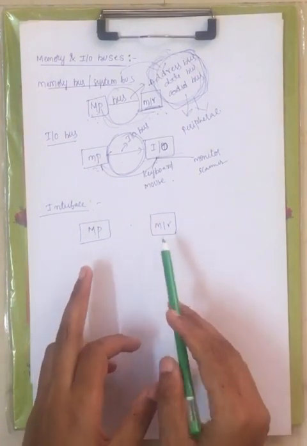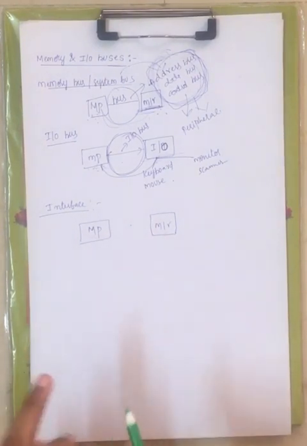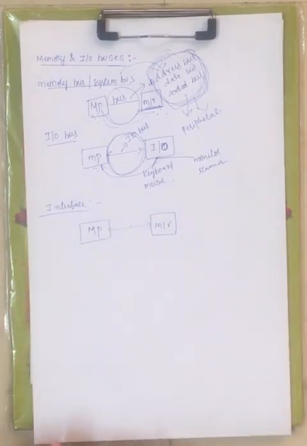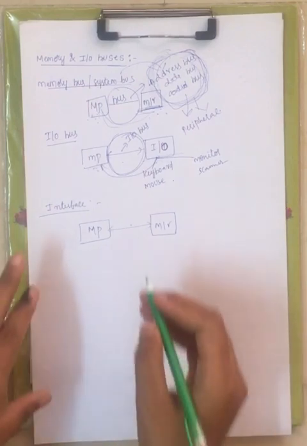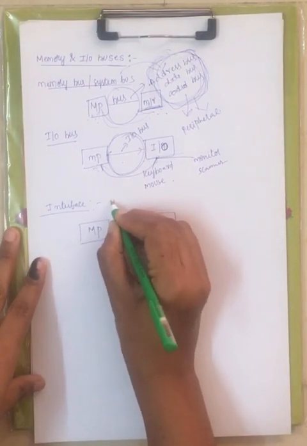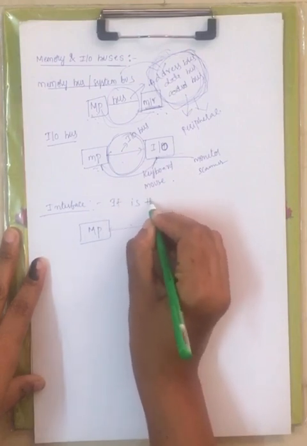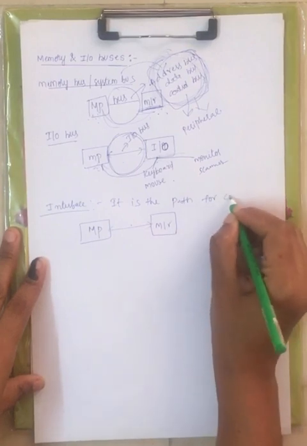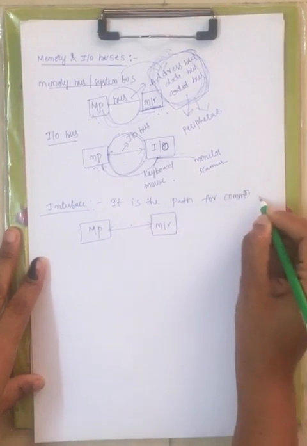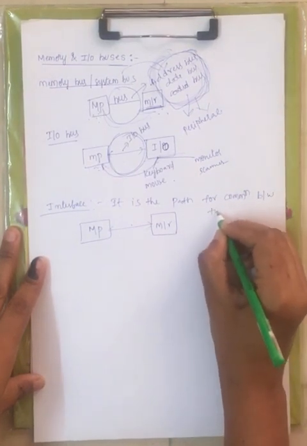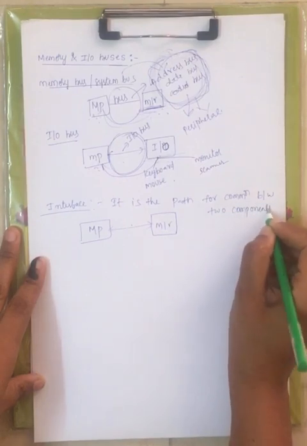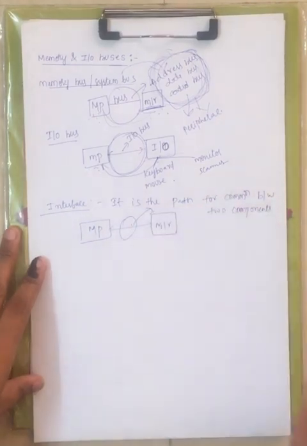Now in order to communicate between these two components, you have to connect these two, right? Interface is nothing but the path for communication between two components. What is meant by interface? It is the path for communication between two components. This we call the interface, right?